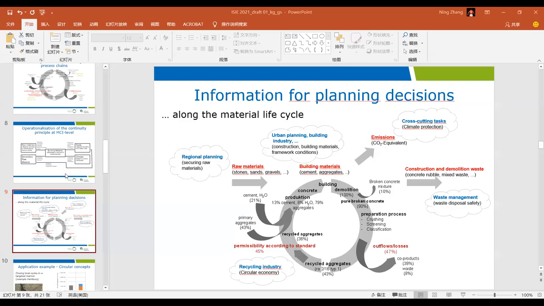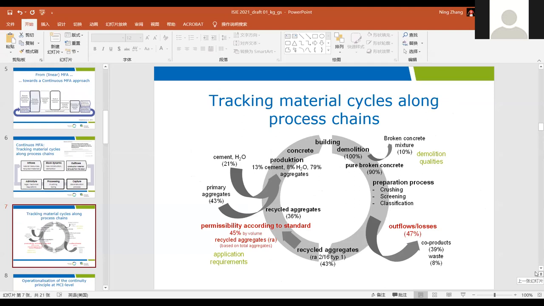Okay, I can start resharing my screen. Okay, there is a standard in Germany. 45% of recycled aggregates is the maximum that can be used in recycled concrete, and the recycling rate in Germany is more than 80% for concrete debris. So I think that's the specific data for you. Okay, and how about for the other materials? I'm not sure about the data in Germany, because I'm just here for half a year. Okay, good. Thank you very much.